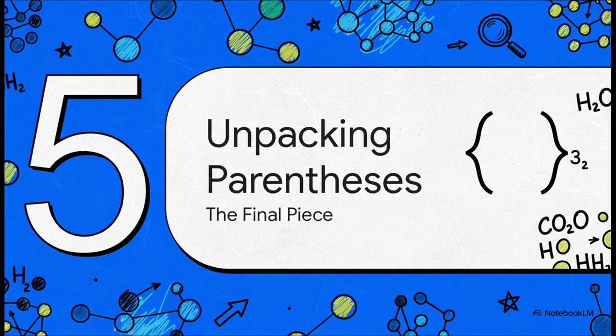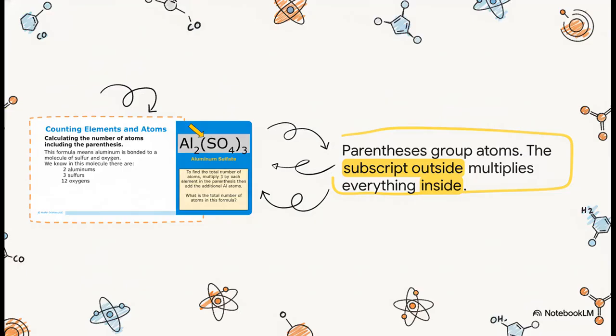Okay, we've got elements, we've got subscripts, and we've got coefficients. There is just one final piece to our code-breaking puzzle: parentheses. Every now and then, you'll see a group of atoms all bundled together inside parentheses. Just like in math class, this group acts like a single unit. And that little subscript outside the parentheses multiplies everything inside of them. It's basically the distributive property, but for atoms.